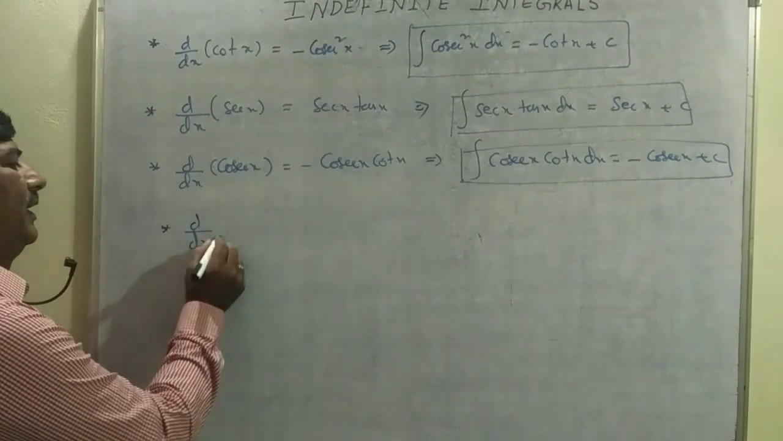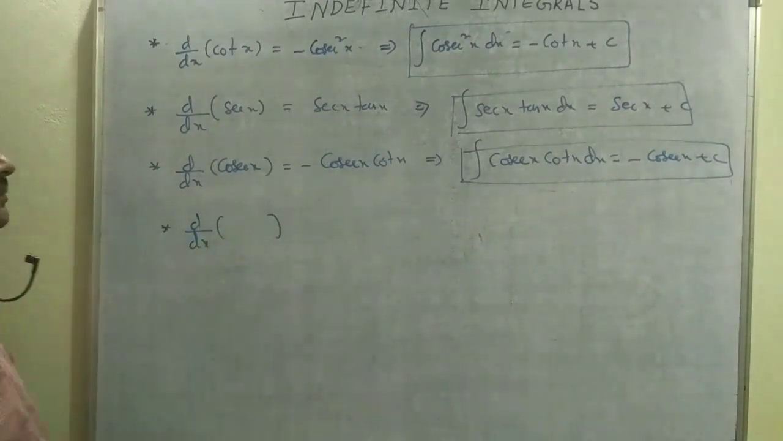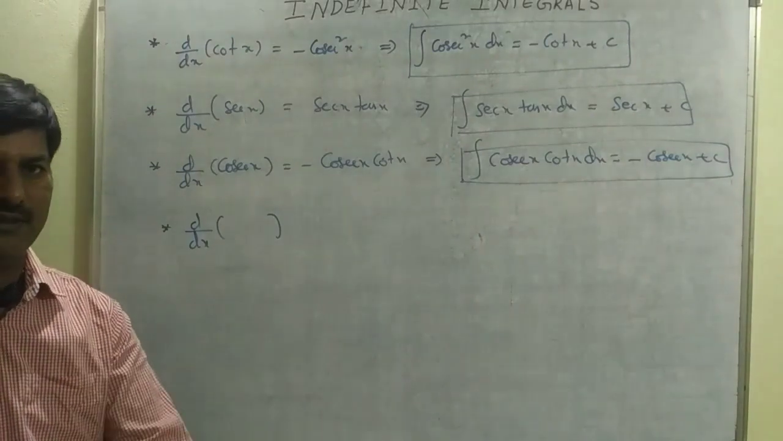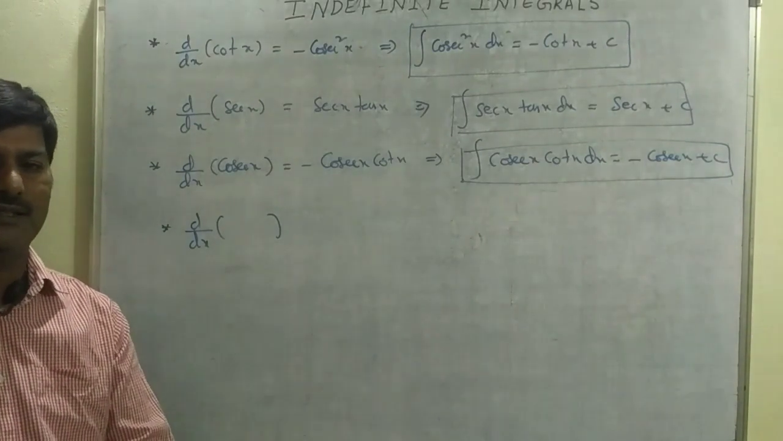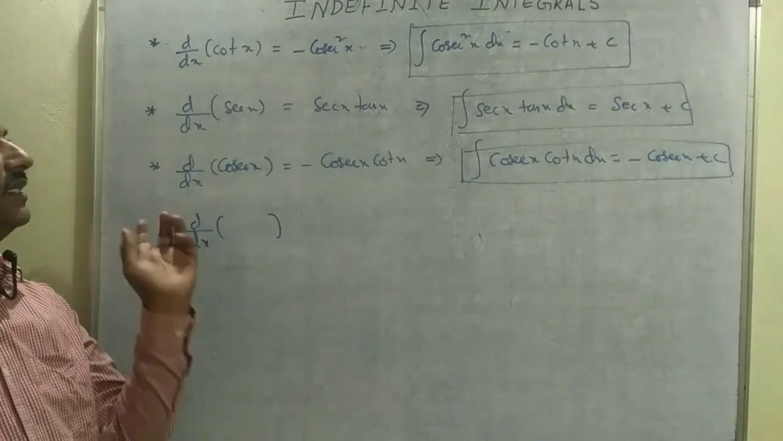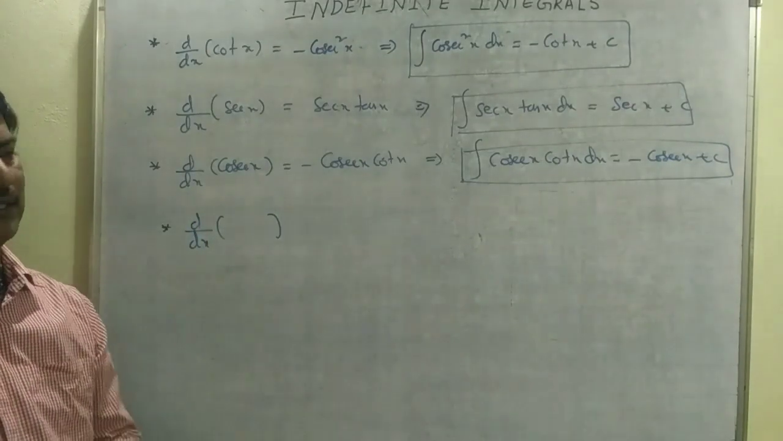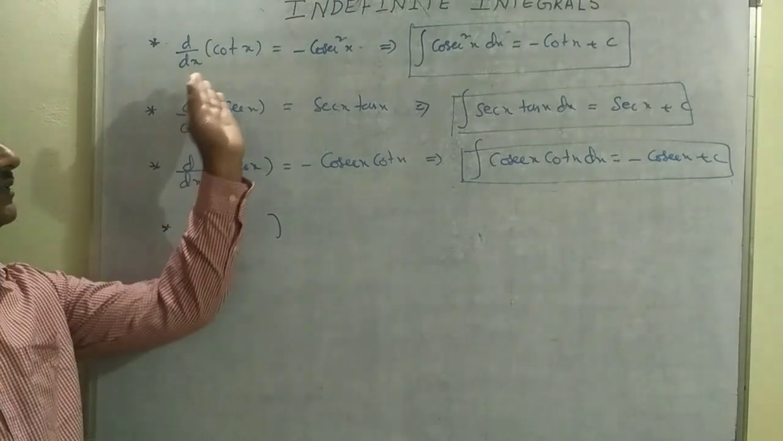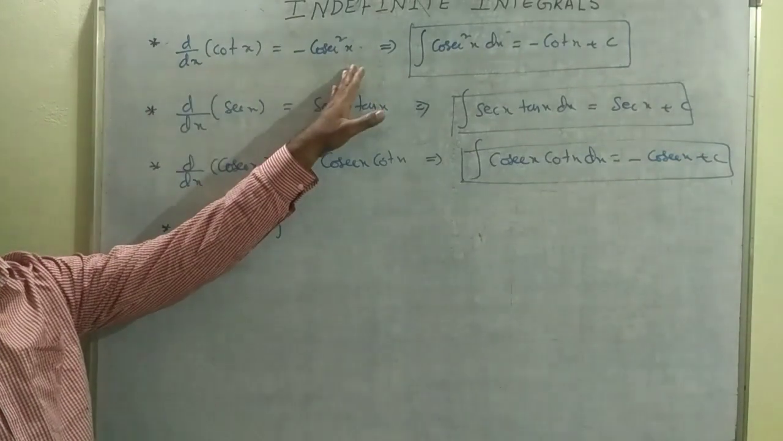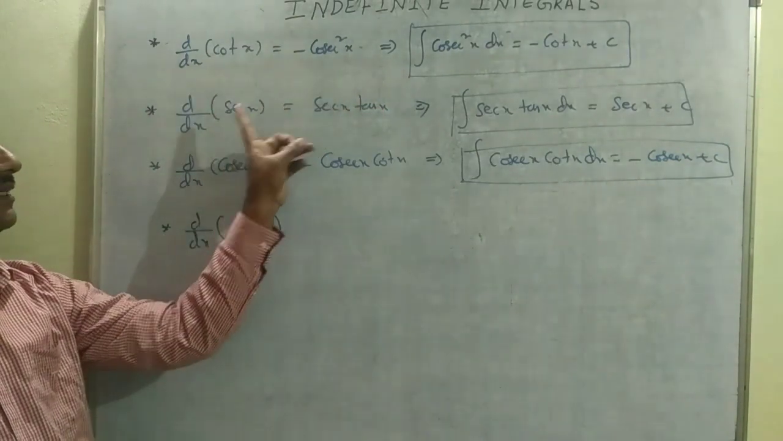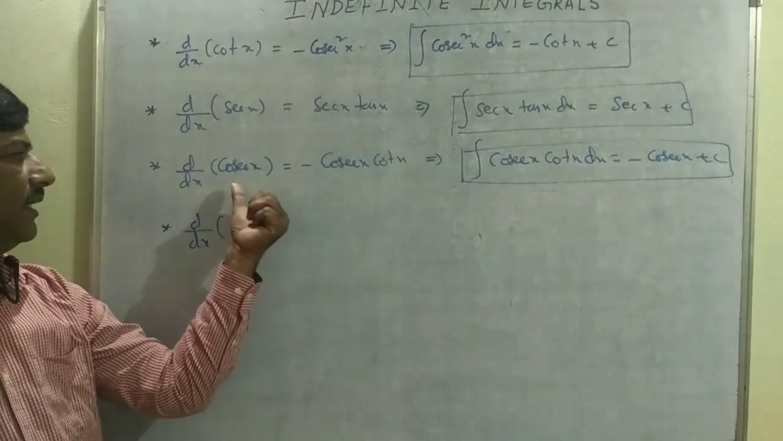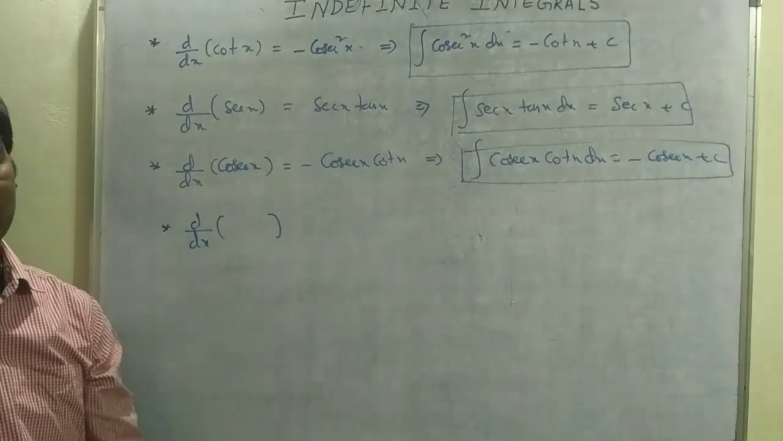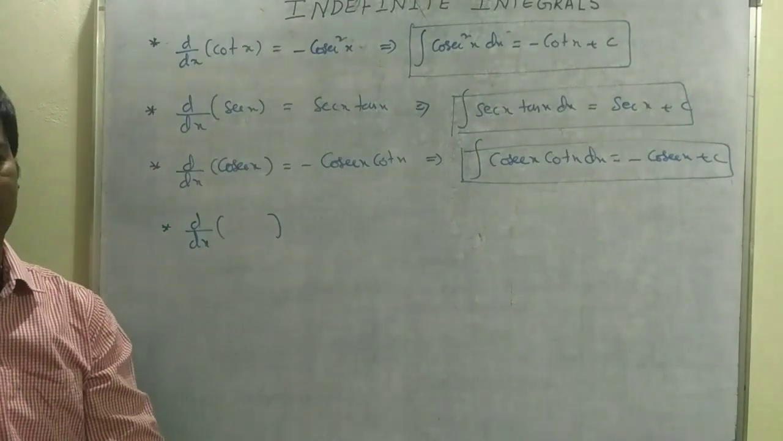After the trigonometric functions we have discussed: the derivative of sin x is cos x, the derivative of cos x is minus sin x, the derivative of tan x is secant square of x, the derivative of cot x is minus cosecant square of x, the derivative of secant x is secant x tan x, and the derivative of cosecant x is minus cosecant x cot x. For that, see the integration formulas.